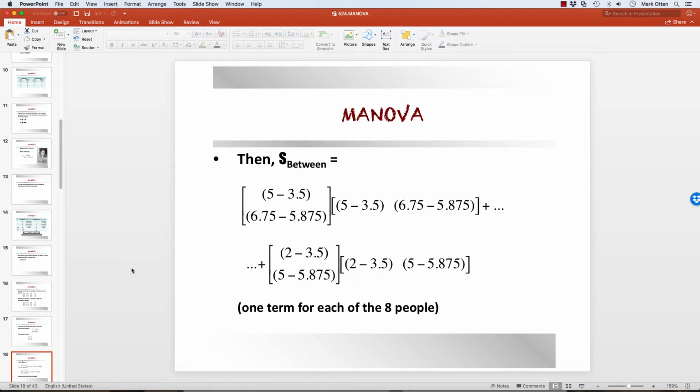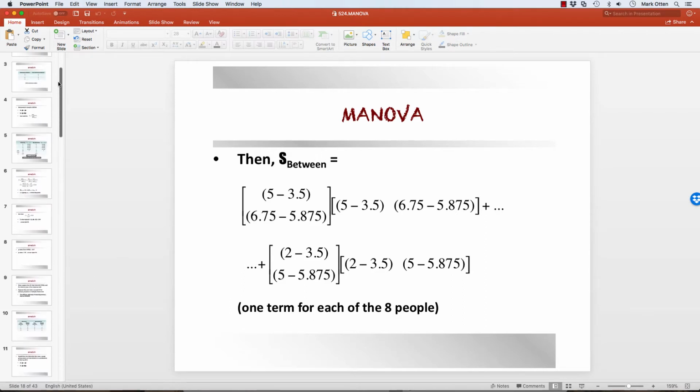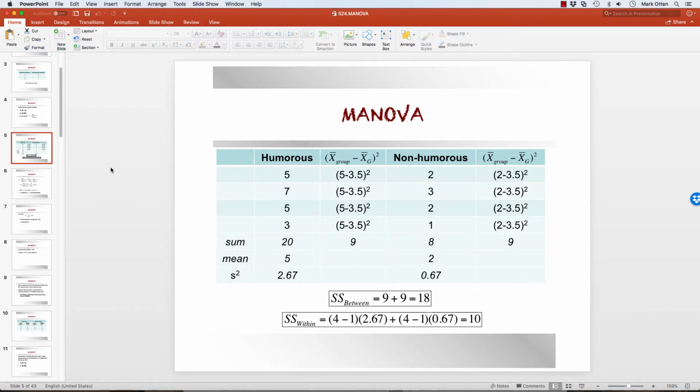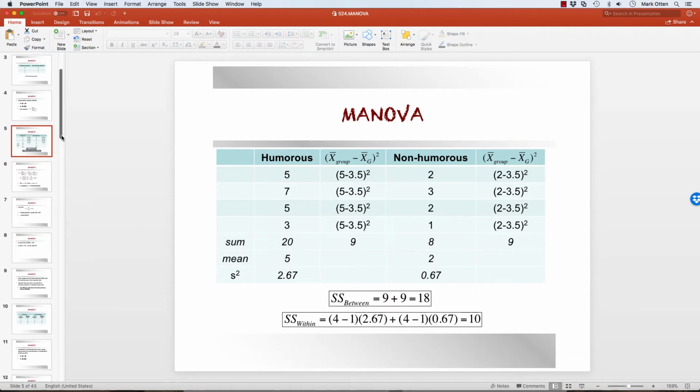All right, so we're going to have 8 terms, actually, 1 for each of the 8 people in the data set. So where is that 5 minus 3.5 coming from? Well, let's, again, scroll back to the data. Let's go back all the way to slide number 5 here. That's 5 minus 3.5, and that's going to exist for everybody in the humorous group on the first DV.